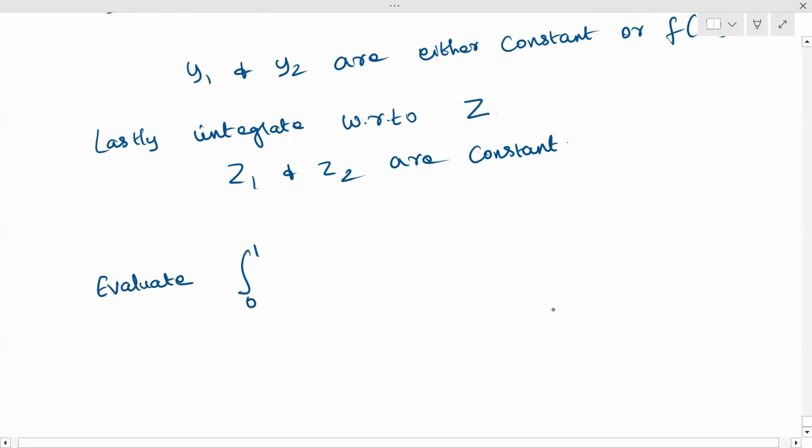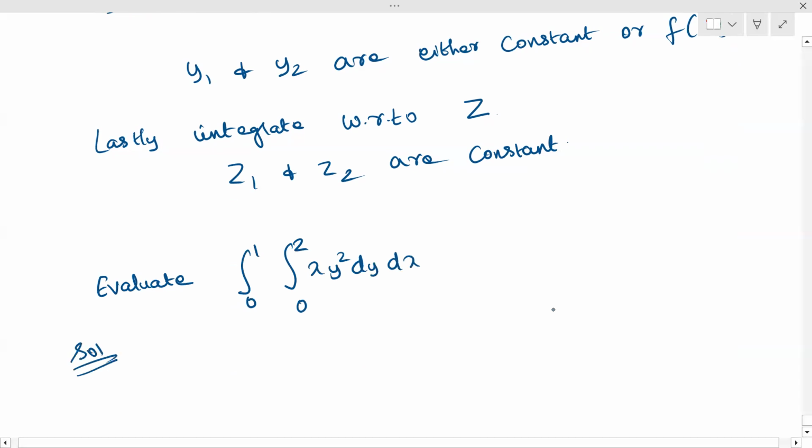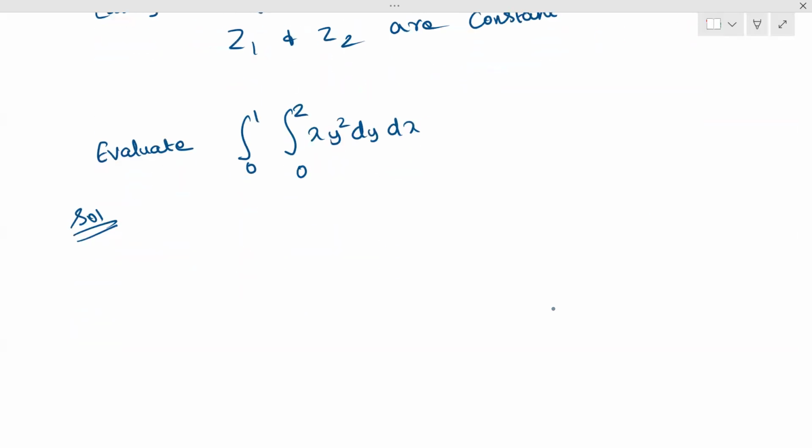Evaluate. Here we have to do the double integral. See the limits. The limits are constant. Outer integration limit is 0 to 1. Inner integration is 0 to 2. Both are constant. So it is very simple to us. So first we do the integration with respect to y. So by doing the inner integration, we have to keep other variable as a constant. What is the other variable? x. So we have to keep x as a constant.